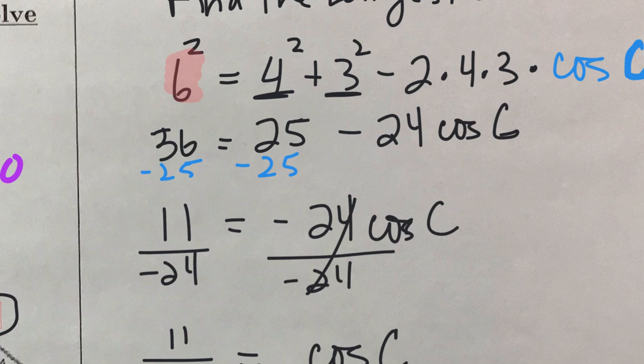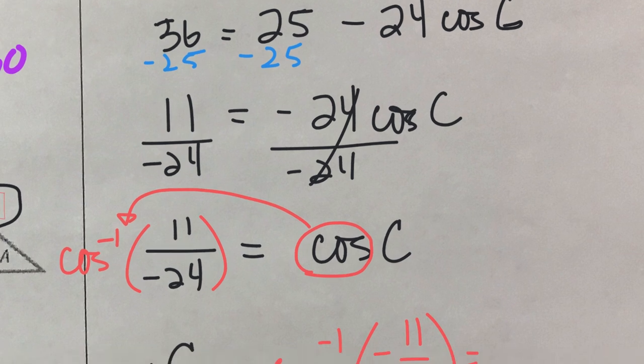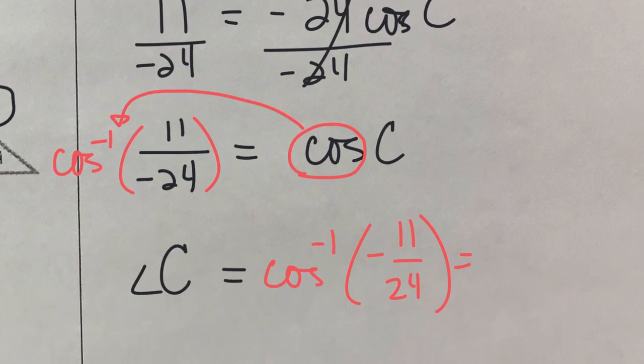So once again, if we want to find an angle, we have to move the cosine to the other side by taking its inverse. Anytime we find an angle, we're going to be using the inverse trig function. So the inverse cosine of negative 11 over 24. Okay? So this is going to tell us, by the way, that we have an obtuse angle. Just by the fact that cosine is negative.